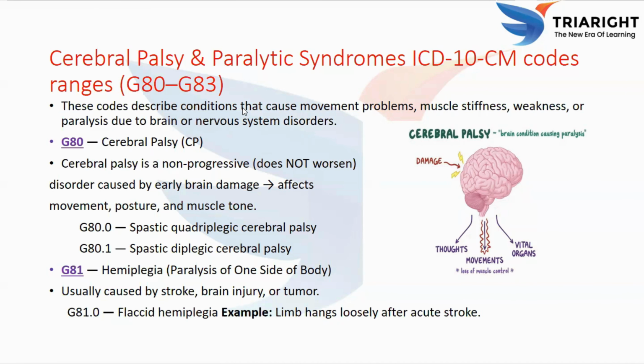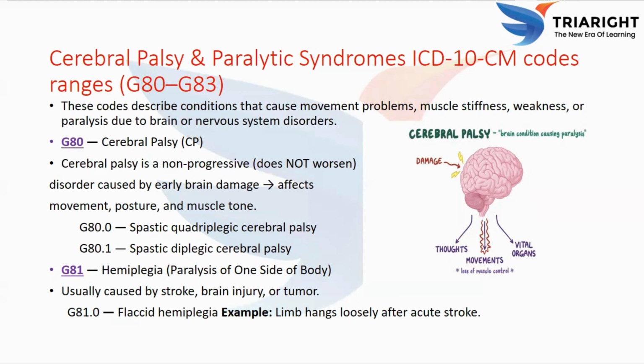So cerebral palsy and paralytic syndromes, the ICD-10-CM code range is from G80 to G83. So what do you mean by cerebral palsy? Cerebral palsy is non-progressive. It does not worsen with time. It is caused by early brain damage, usually at birth or shortly after. So what are the effects of cerebral palsy? It affects movement, posture, and muscle tone, with stiffness or floppiness.